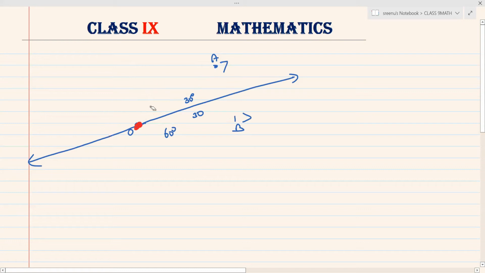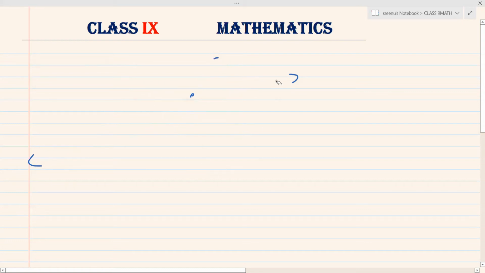Next, on page, come to page number 216: intersecting lines, concurrent lines, parallel lines, coincident lines, transversal.